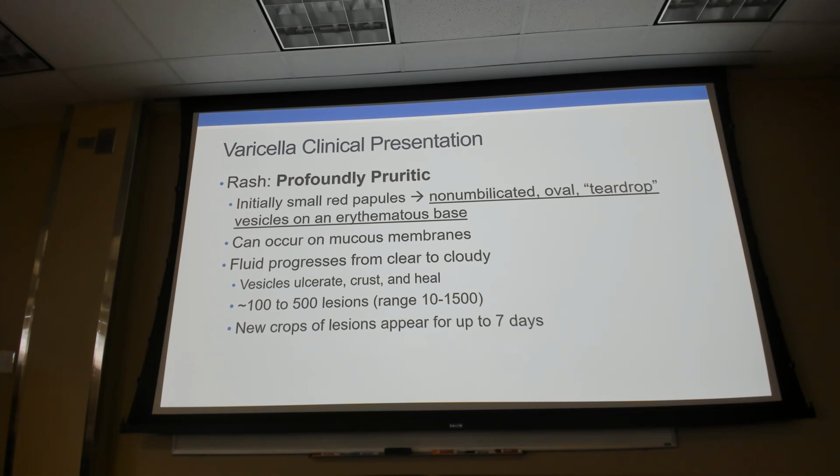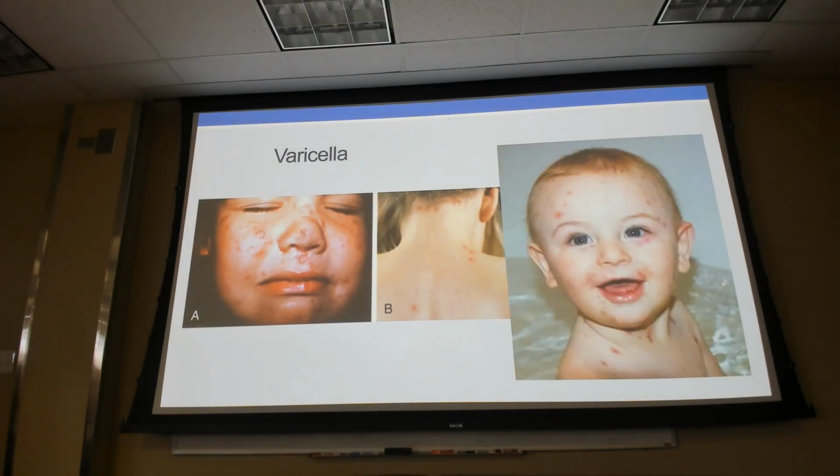Can be on the mucous membranes. The fluid inside will start clear, so it means it's an earlier lesion, and then it will go cloudy, a little bit later lesion, then it will ulcerate, and then it will start to crust over. So once they're all crusting over, that is when they can go back. They will keep popping up for about a week until they don't.